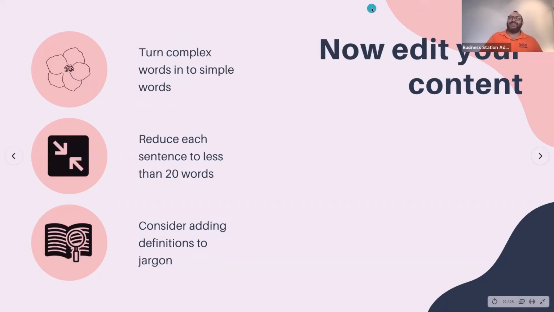Now, when we go to edit the content, we may want to take some words that we've picked up along the way, some corporate speak, or what I like to call wank words. Excuse my French. You might want to turn some of those things into very simple words. Take what was a very, very complex structure, a lot of words just thrown in, and reduce it down to very simple explanations. That can include reducing each of your sentences to less than 20 words.